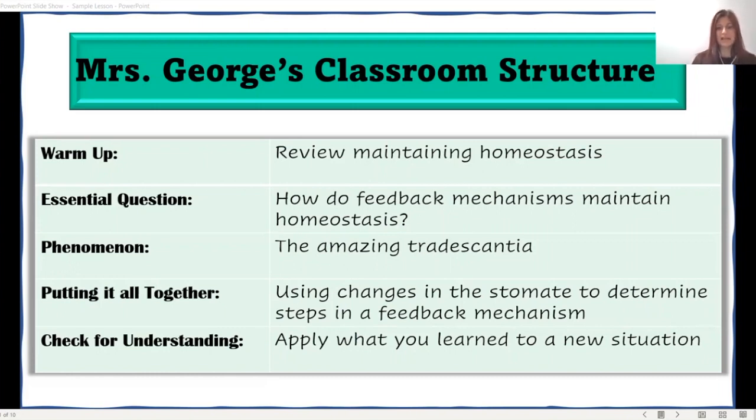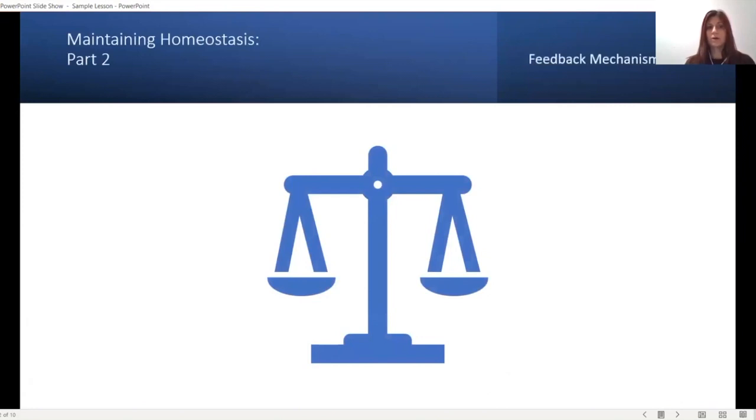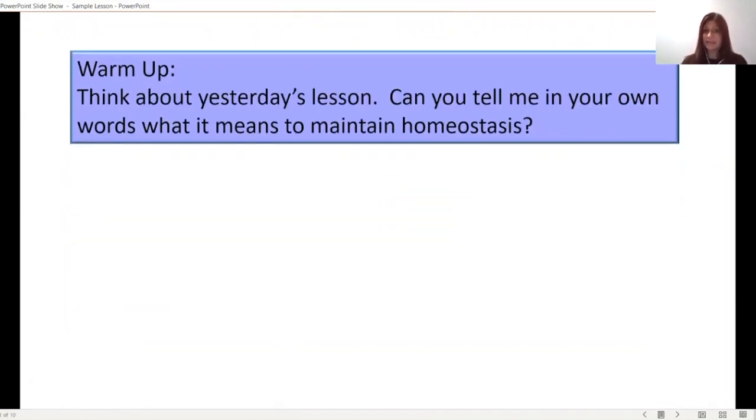From yesterday's class, you learned about homeostasis. I've got this little balance as my graphic. That's kind of to help wake up your brain from yesterday. So think about last class, and can you tell me in your own words, what does it mean to maintain homeostasis? So take a minute and think.